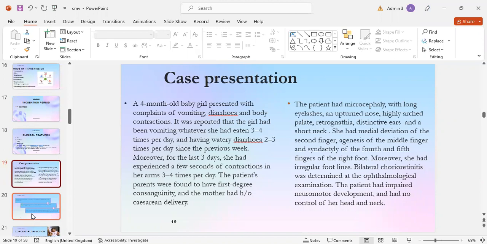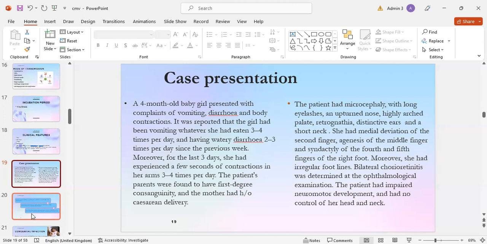The parents were found to have first degree consanguinity, and the mother had a history of C-section delivery. The patient had microcephaly, long eyelashes, upturned nose, high arched palate, retrognathia, distinctive ears, and short neck. She had medial deviation of the second finger, agenesis of the middle finger, and syndactyly of the fourth and fifth fingers of the right foot. Moreover, she had irregular foot lines.